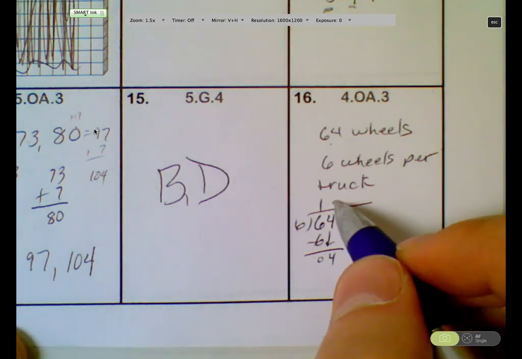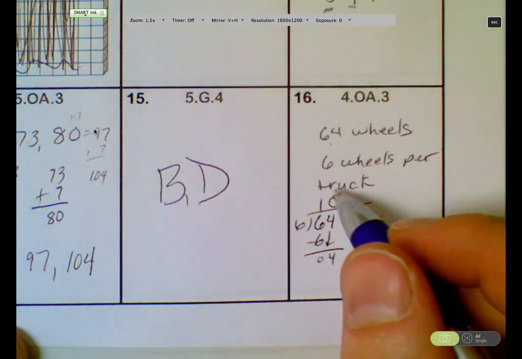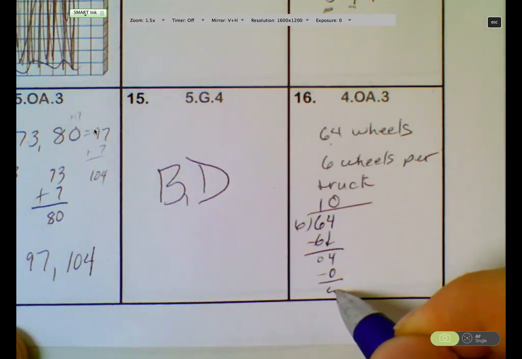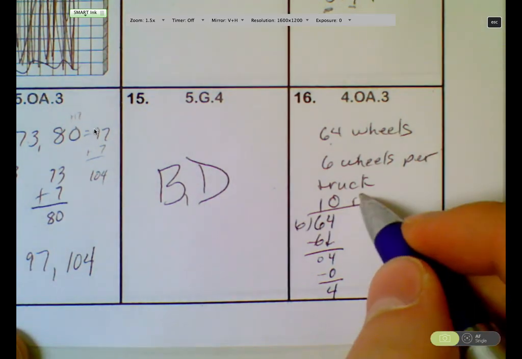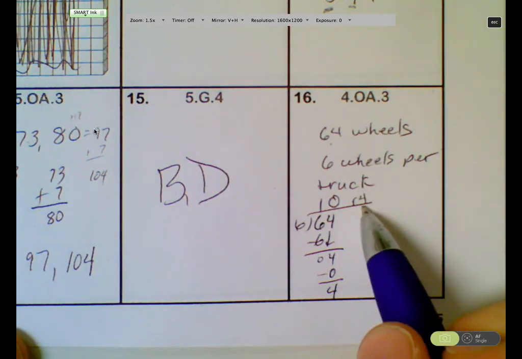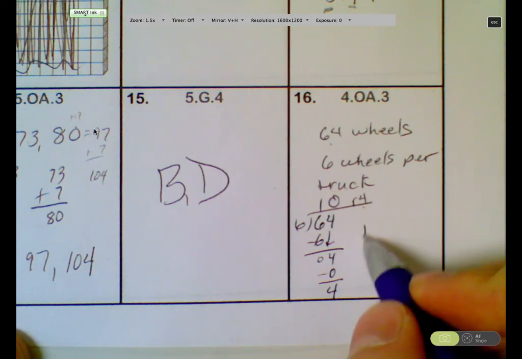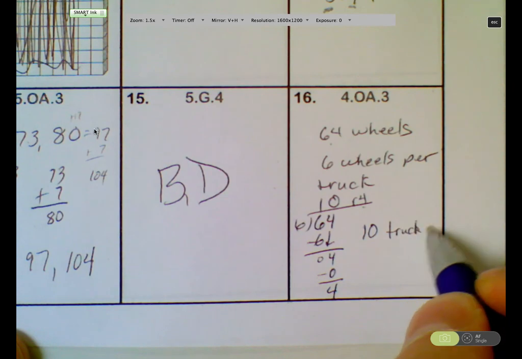6 into 4 goes 0 times. I do have to write that 0 up there. 0 times 6 is 0. I got 4 left over. It looks to me like I have 10 remaining to 4. You can't make another truck out of those 4 wheels left over because you need 6 wheels. Therefore, I can only make 10 trucks.